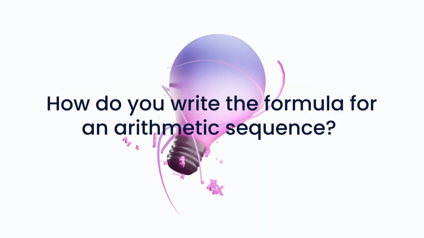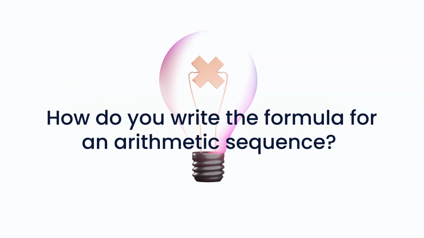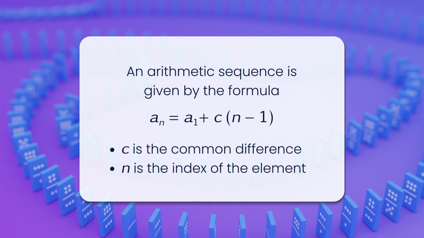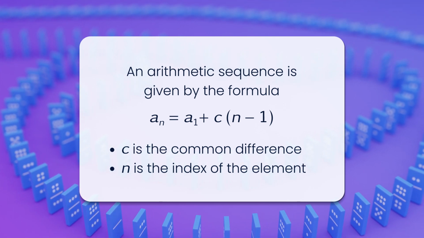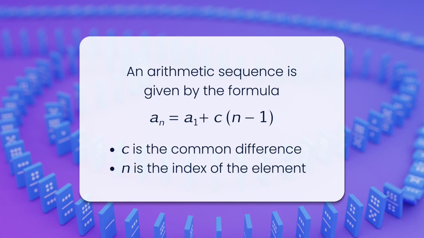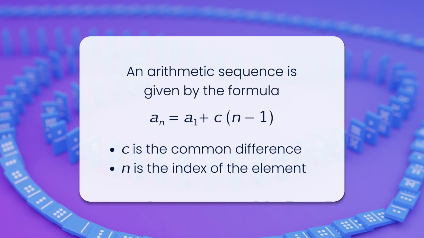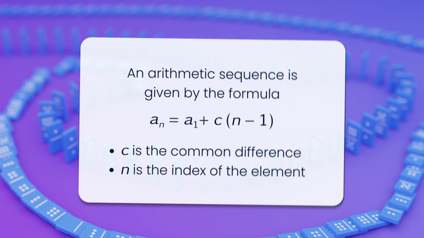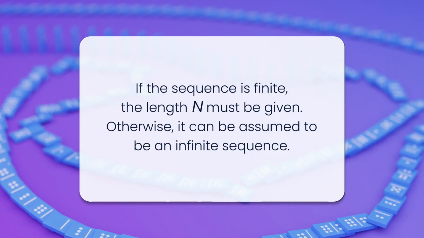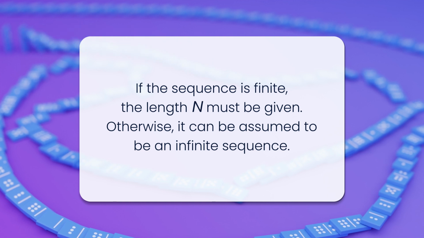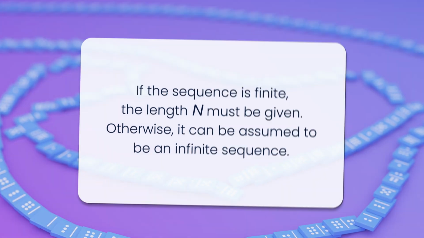How do you write the formula for an arithmetic sequence? An arithmetic sequence is given by the formula an equals a1 plus c times n minus 1, where c is the common difference and n is the index of the element. If the sequence is finite, the length capital N must be given. Otherwise, it can be assumed to be an infinite sequence.